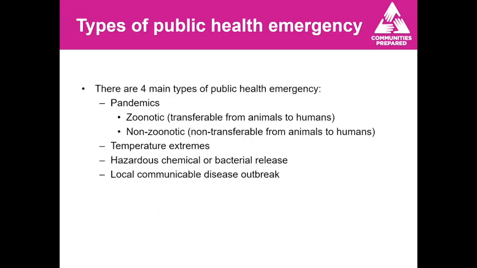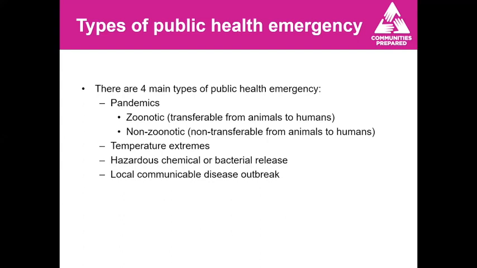What are the types of public health emergency? This is just giving you a bit of background. There are four main types of public health emergency. Pandemics. These are known as either zoonotic, transferable from animals to humans, or non-zoonotic, so non-transferable from animals to humans. Temperature extremes, hazardous chemical or bacterial release, and local communicable disease outbreak.